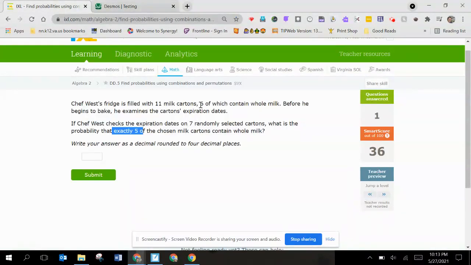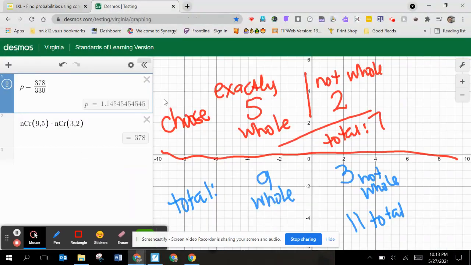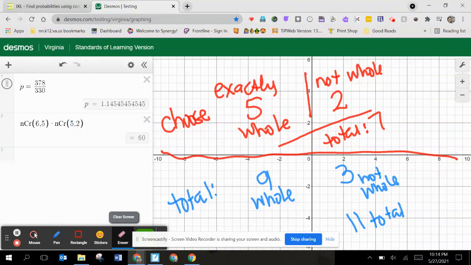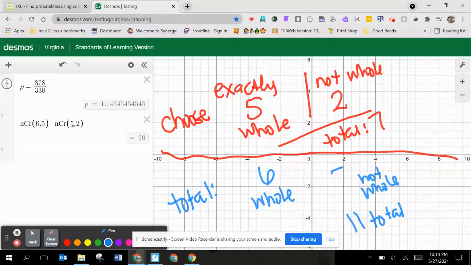Oh, well, it would be helpful if we read the problem because it's actually 6 total whole milk. That makes more sense. 6 total whole milk. So that means 5 of them are not. That changes some things. Sorry about that. This is why we read the problem. We said there were 6 whole milks. And if there's 11 total, that means there's 5 that are not.